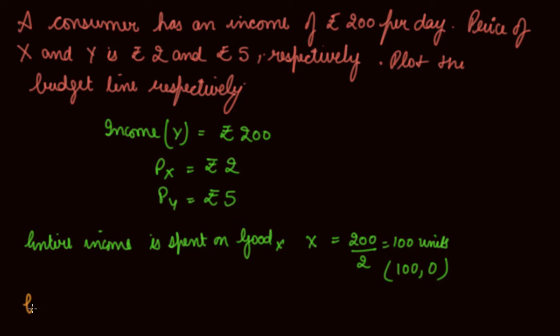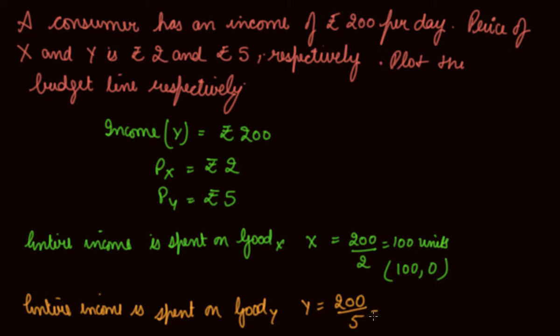Now, when the entire income is spent on good Y, what will happen? The price of good Y is 5 rupees per unit, which means you will be able to buy 40 units of good Y, with 0 units of X and 40 units of Y. So you've got 2 points, one on the X axis and one on the Y axis. With this you can draw your budget line.